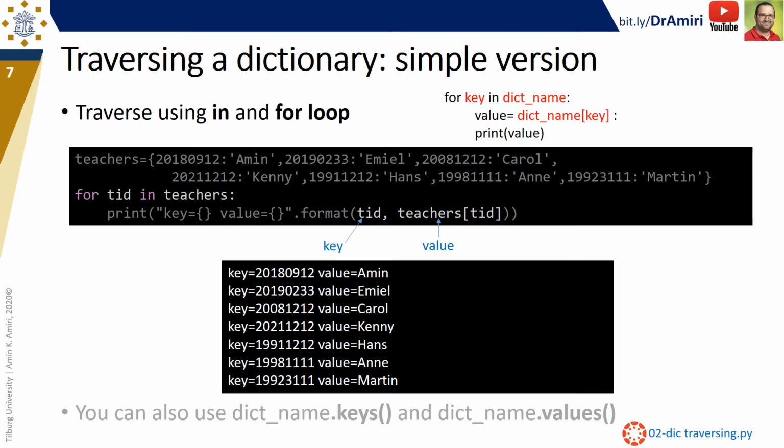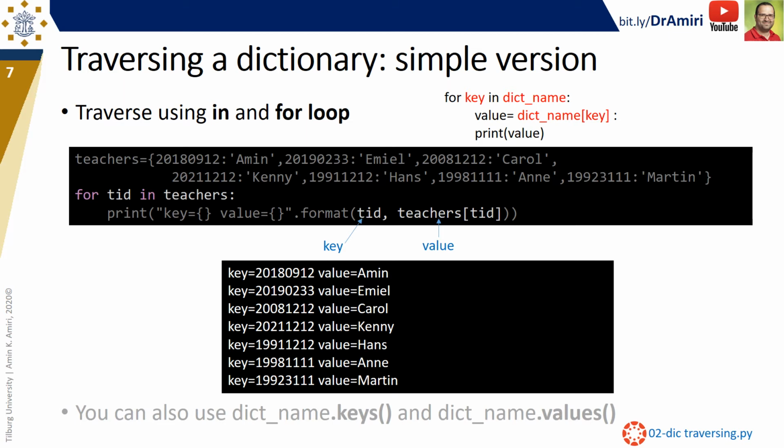To get the value of that item, you need to provide the name of the dictionary and then, in brackets, you provide the key, which is exactly the name of the variable that you provided in the for clause. That will retrieve the value of that item and then you can print it.